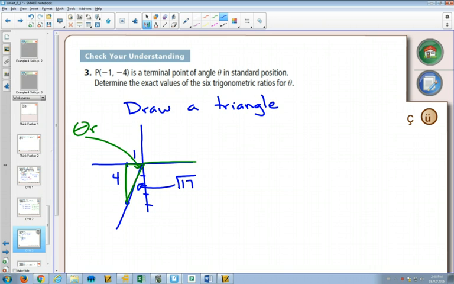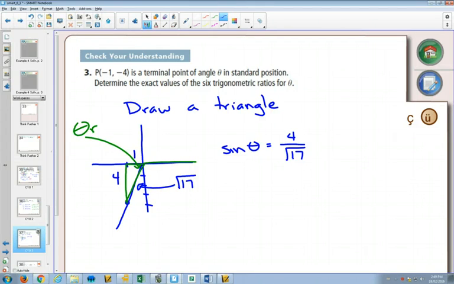Now the reason that this triangle is important is once we've drawn this triangle, we can figure out what sine of theta is. Because sine of theta is just the opposite over the hypotenuse. And since the opposite is 4 and the hypotenuse is square root of 17, we're going to get 4 over the square root of 17.